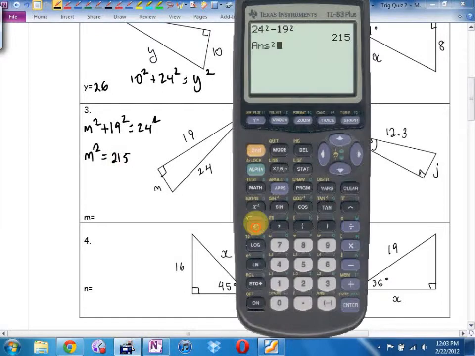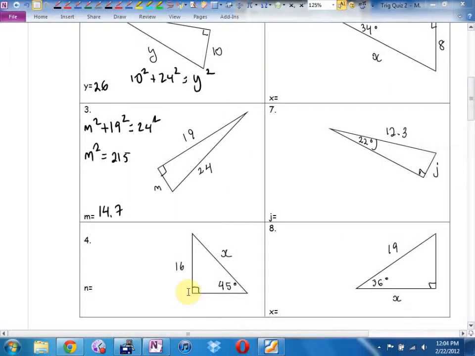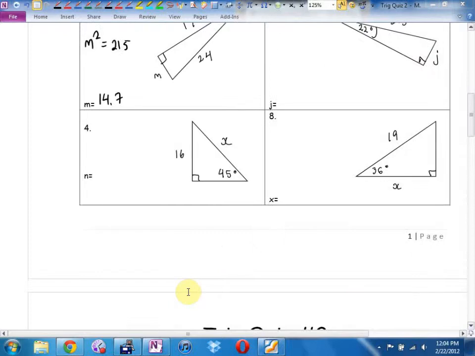Square root. Alyssa, I guess the short answer I have is I kind of like it when you don't show work in your homework because that tells me you're confident and doing well, as long as you're checking your answer and making sure you get it right. Okay. So 14.66, 14.7. Now we're getting into the trig.